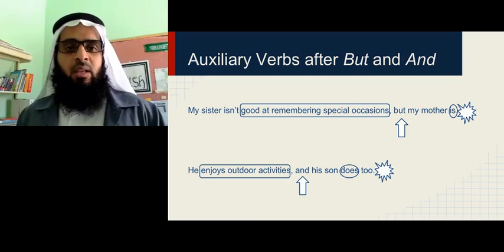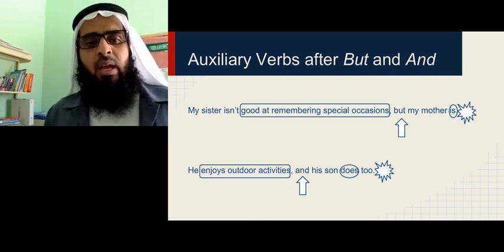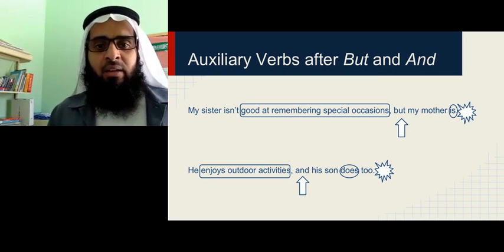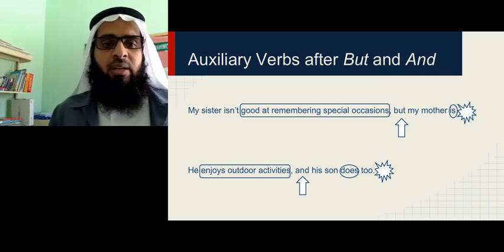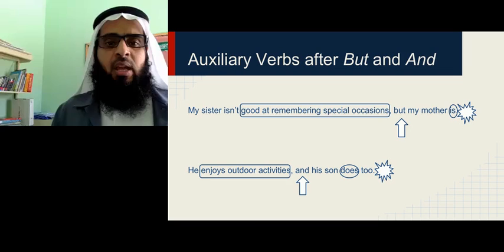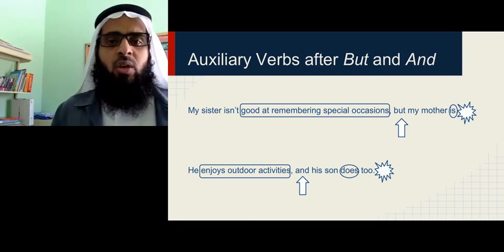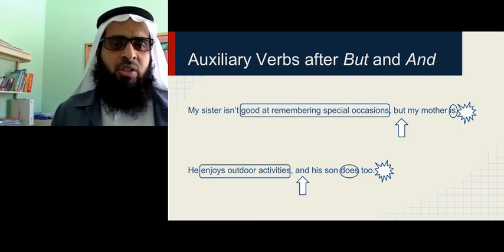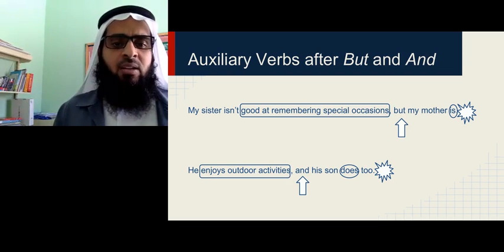That's it. And if you consider the other example, he enjoys outdoor activities and his son does too. I did not repeat enjoys outdoor activities. I only took does. You can also have more exercises on the auxiliary verbs after but and and on page number 71.